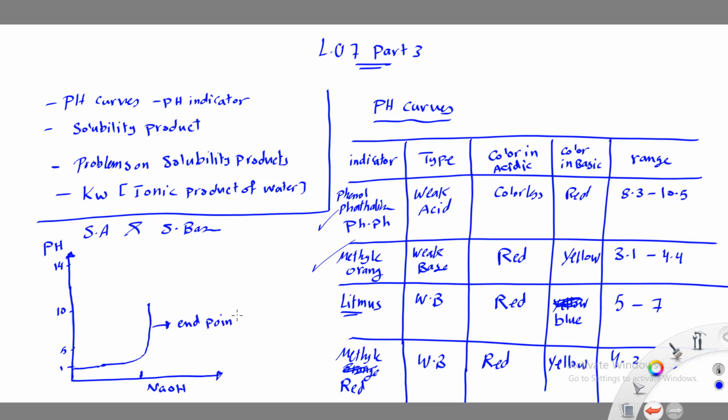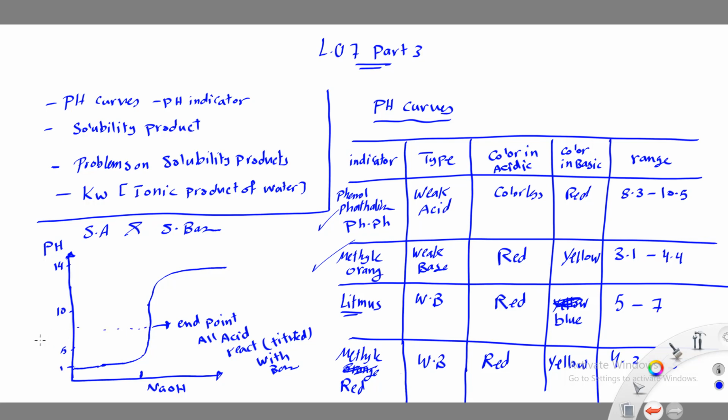What is meant by the end point? The end point is the point at which all the acid reacts, or is titrated with base. And then we'll find the value of the pH increases. The end point for this strong acid and strong base will be at 7.